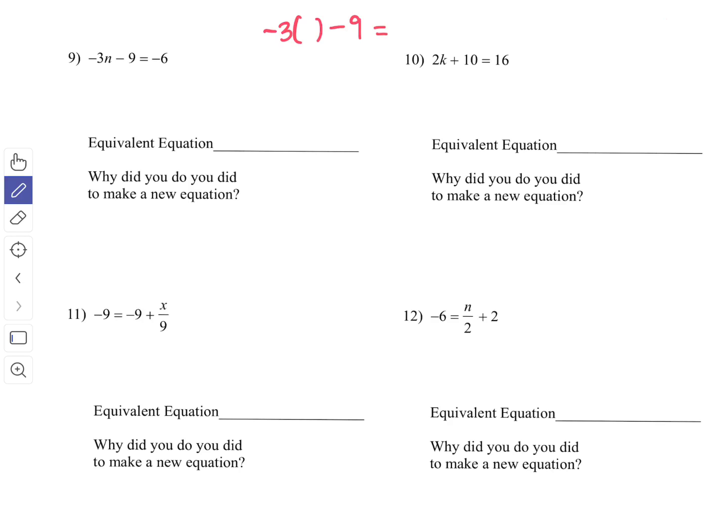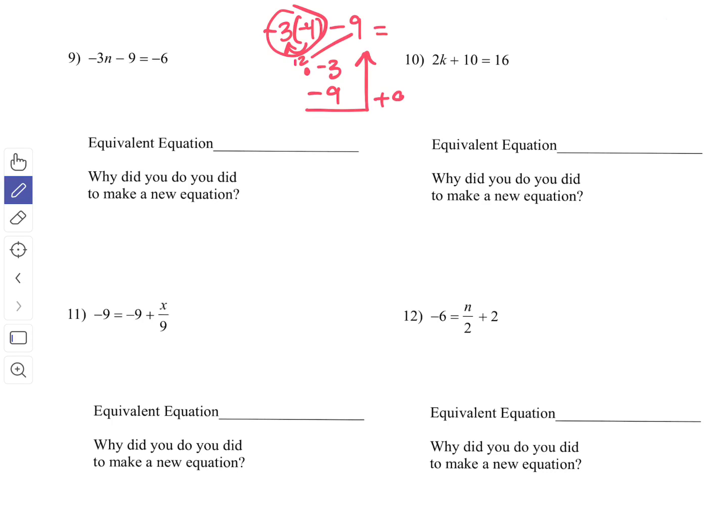okay? And the idea is, if you're not sure where to start, pretend you were evaluating it. Say you had a number in for the variable. What would you do first, right? Well, you'd take -3 and times it by the -4, the number that we changed from the variable. So that's the first idea. Then after we got that answer, we'd subtract 9.